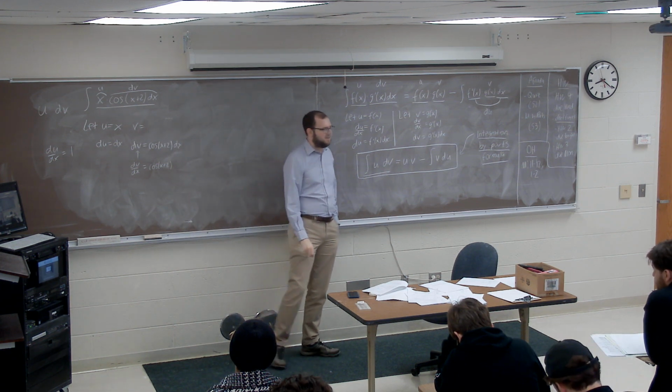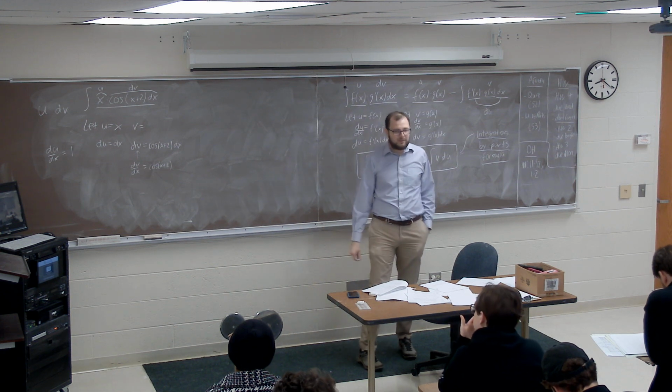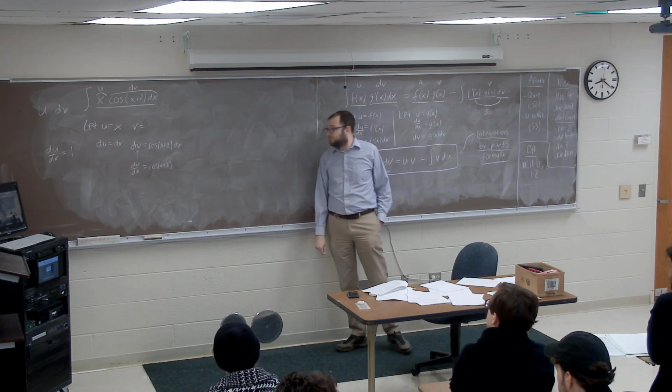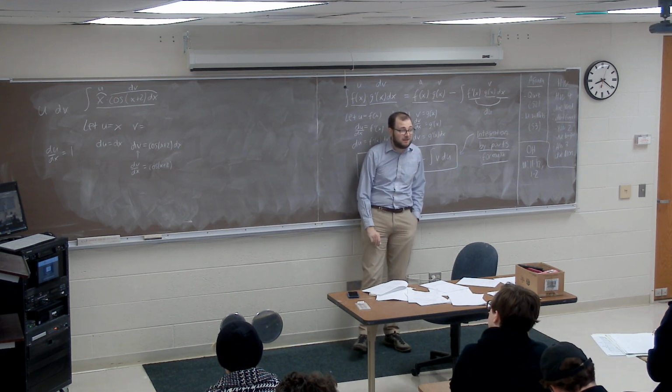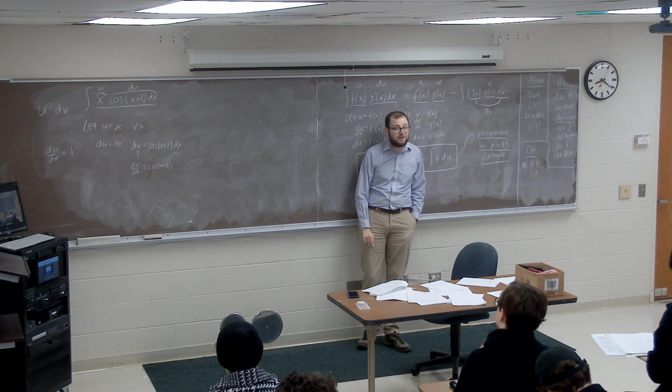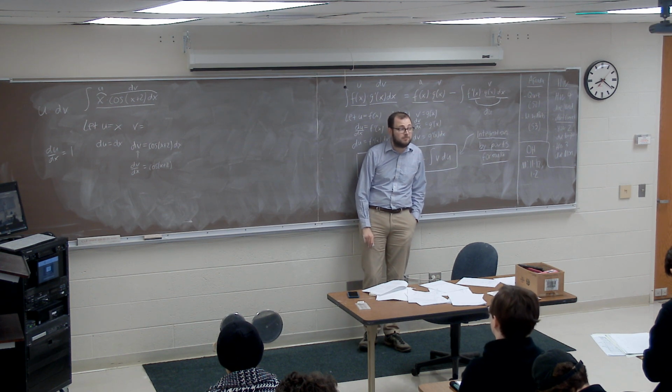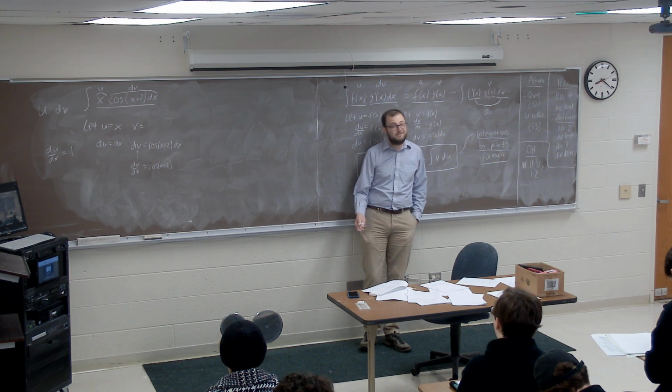And if dv dx is equal to cosine of x plus 2, what's that going to make v equal to? So in other words, what function is going to have a derivative of cosine of x plus 2? Jonah? The sine of x plus 2.